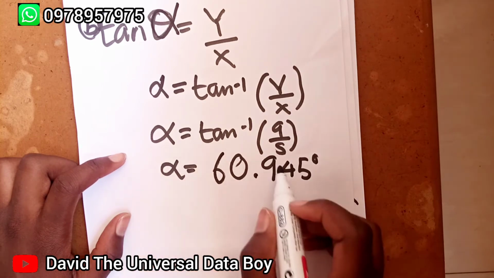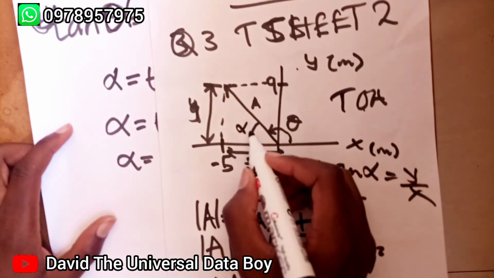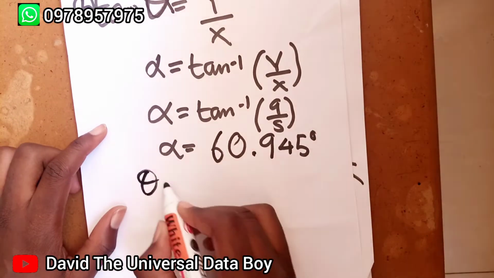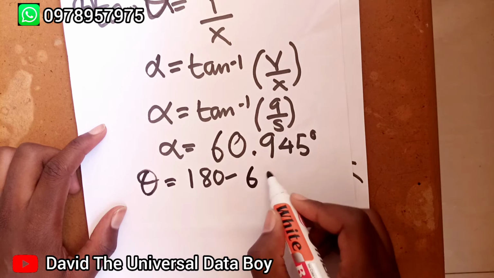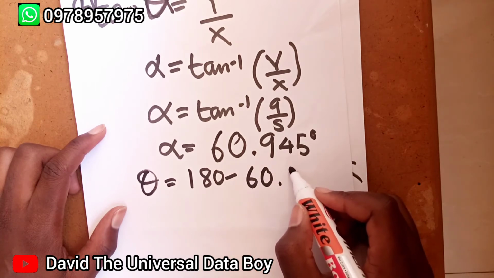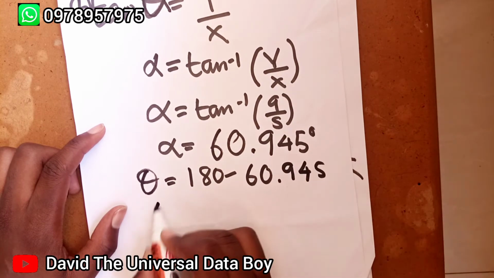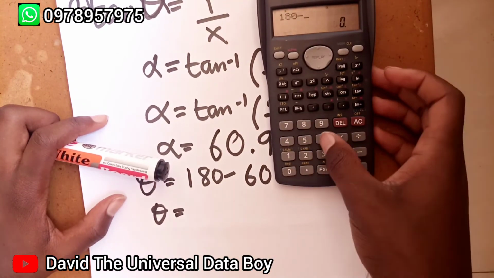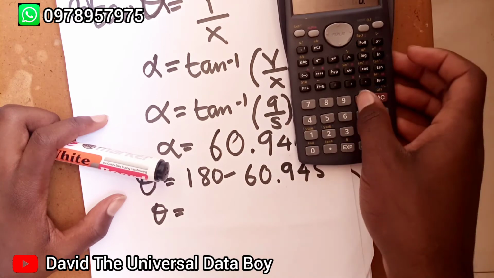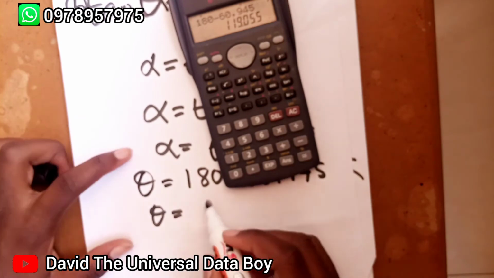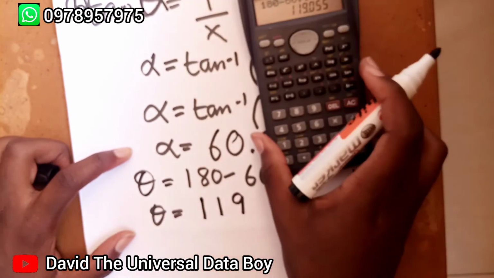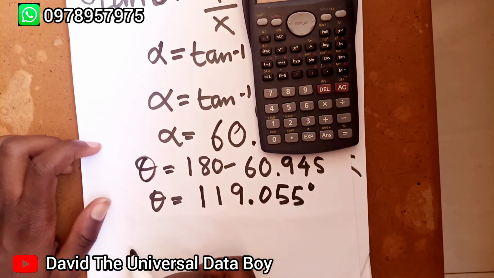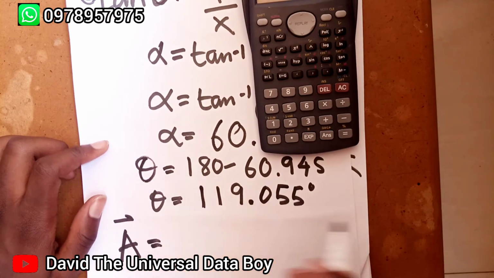So here we have got our tan alpha. To find theta, remember alpha is this one, theta is this one. We have a straight line here, and a straight line, we know, is 180. So theta is equal to 180 minus 60.945, depending on the significant figures you've been told in the question. So I've got 119.055 degrees.